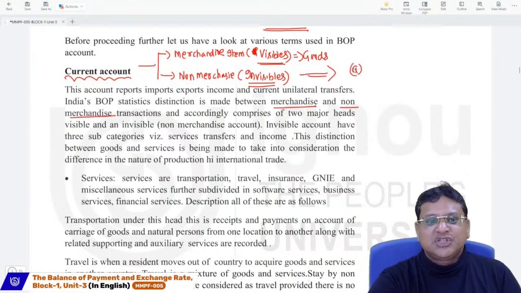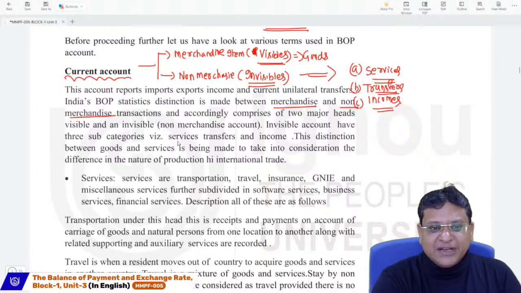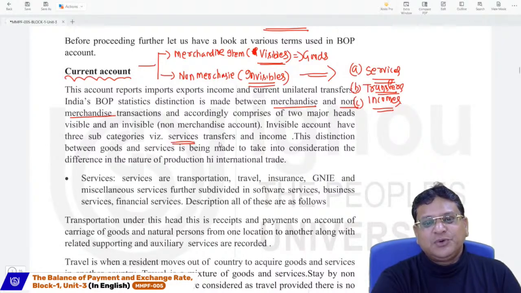And in case of non-mercantile or invisibles, it is to be classified into three parts. One is known as services, second is known as transfers, and third is known as income. So the non-mercantile or invisibles are further classified into three parts: services, transfers, and incomes.